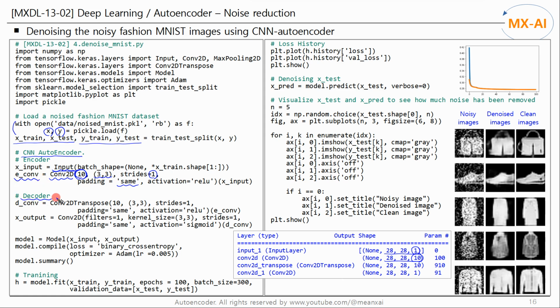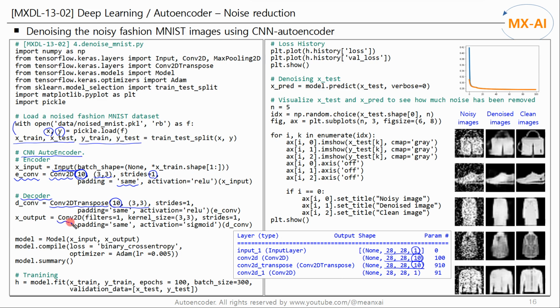Next, we create a decoder. Add a 2D transposed convolutional layer as follows. This layer also outputs 10 images of size 28 by 28. The last 10 is also the number of filters.